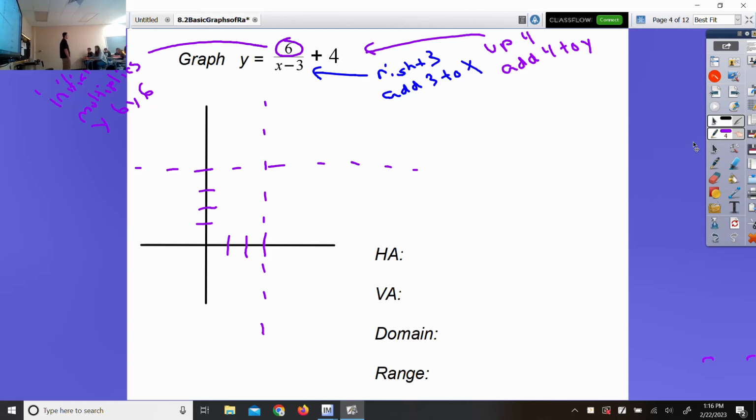Look, where's the horizontal asymptote? Mom was unable to cross her horizontal asymptote. Therefore, the child cannot cross its horizontal asymptote. What's the one y value it can't be? 4. Since mom couldn't be 0, the kid can't be 4. All values of y such that y is not 4.